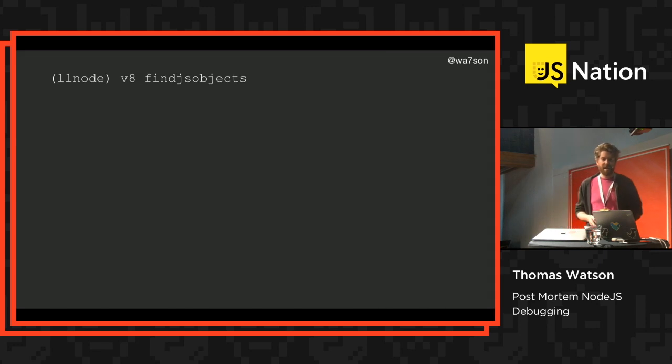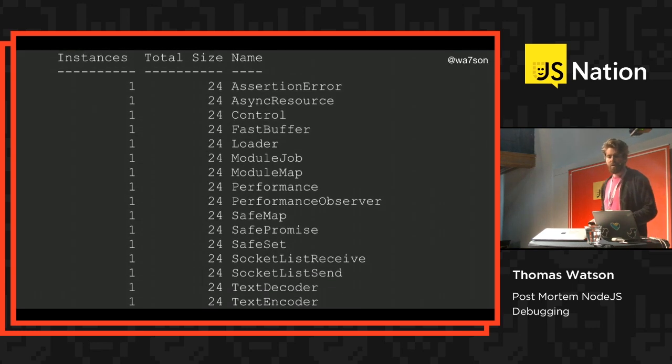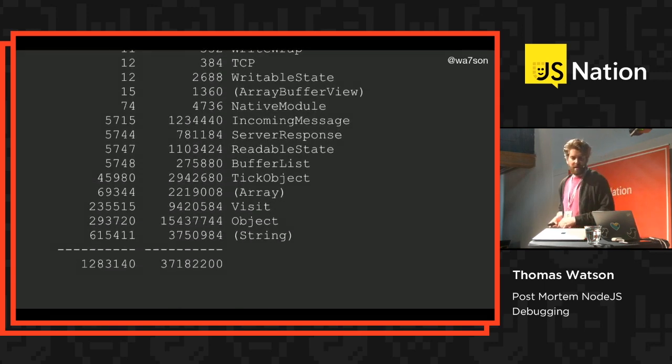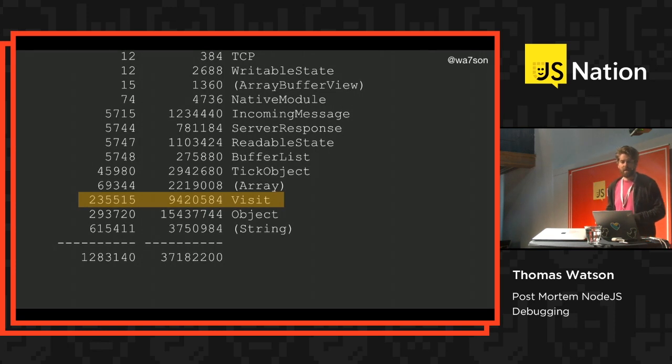So we're in llnode here, and we use another command we haven't talked about called findjsobjects. It looks through the entire heap and finds all the JavaScript objects in the heap, and lists them out like this. You can see the total size and the name. If we go all the way to the bottom, it's sorted with the ones that appear most at the very bottom. We can see there is an object called visit that appears like 250,000 times in memory.